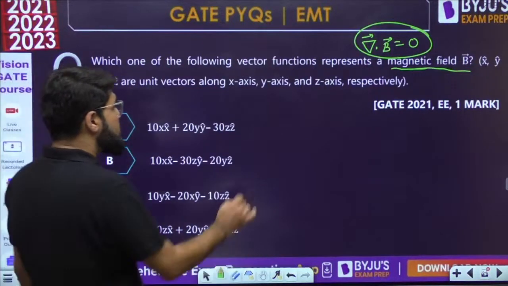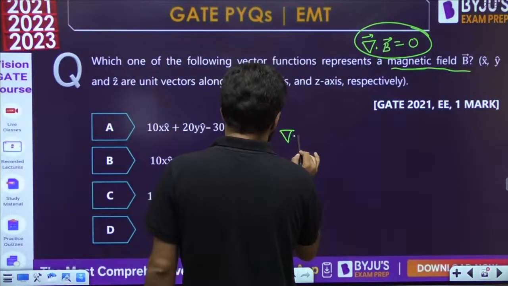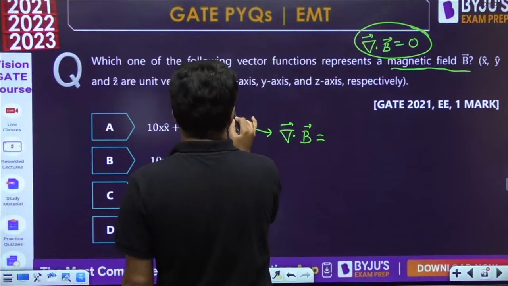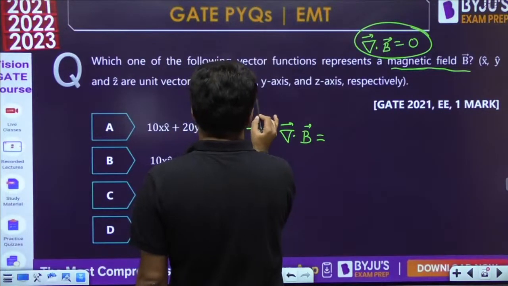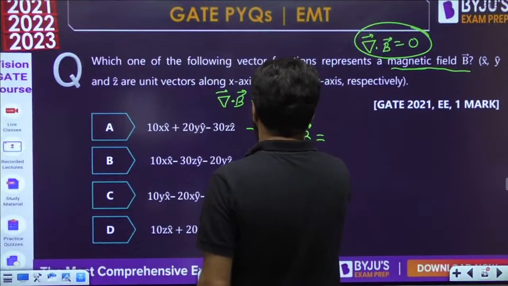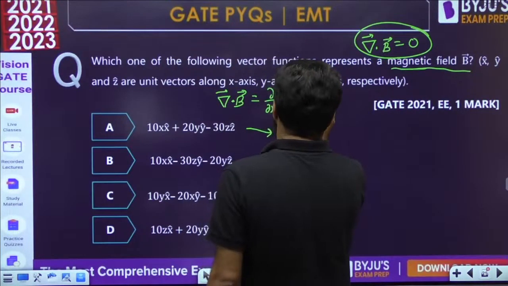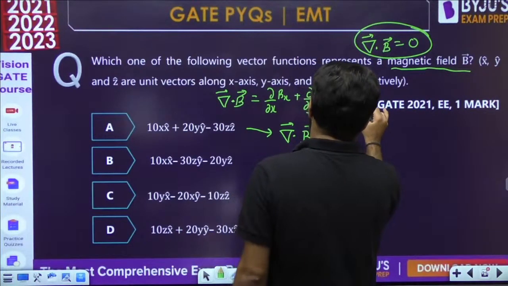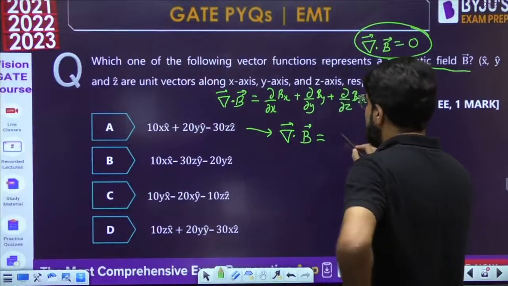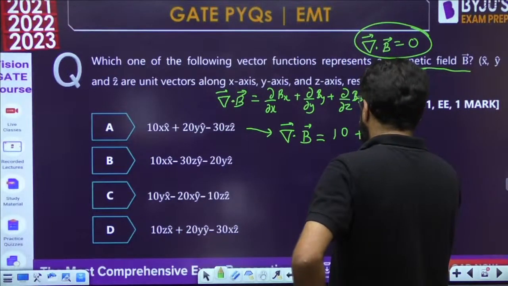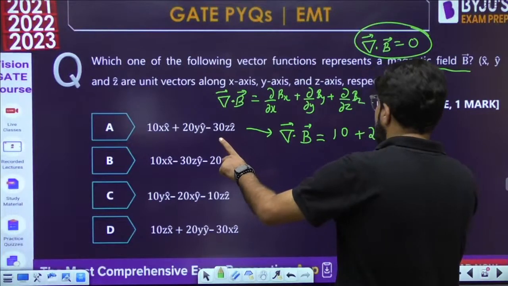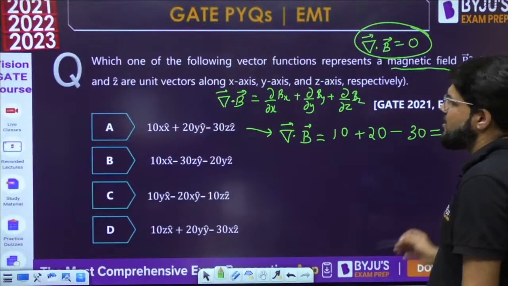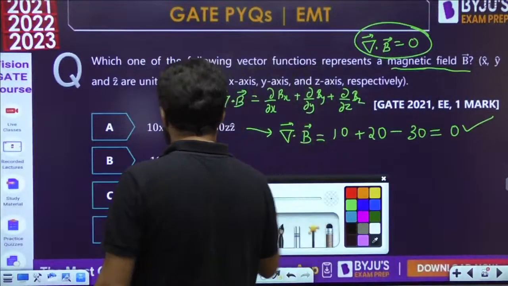For option A, what is del dot B? The divergence in Cartesian coordinates is simple: del by del x of the x component, del by del y of the y component, del by del z of the z component. For the first one, del by del x of the x component is 10, del by del y of the y component is 20, and differentiation of the z component gives minus 30. So 10 plus 20 minus 30 is 0. This is the one satisfying. It's an MCQ, so you can straight away mark option A.